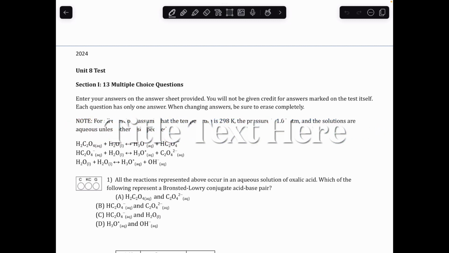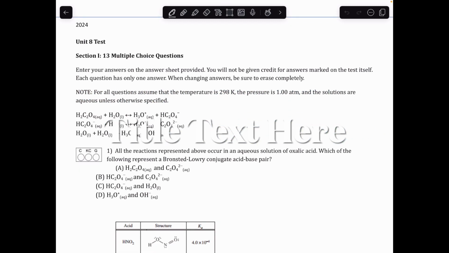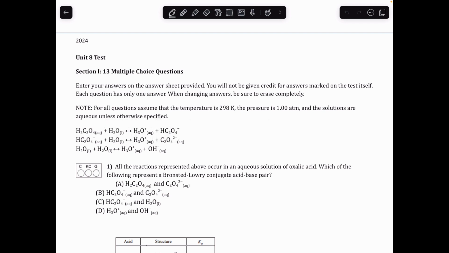Okay, so going through the questions here, I'm going to share my thought process on how to solve them. So this first one says, all the reactions represented above occur in an aqueous solution of oxalic acid. Which of the following represents a Bronsted-Lowry conjugate acid-base pair?